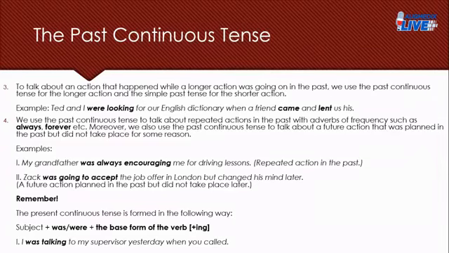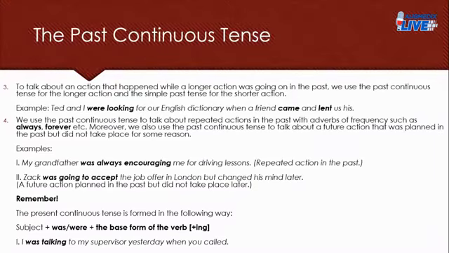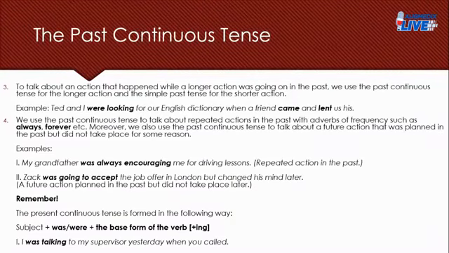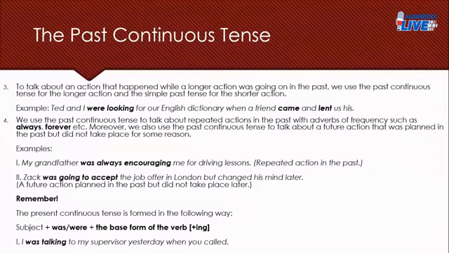You see, we also use the past continuous to talk about future actions that were planned in the past, but somehow those actions did not take place later, for some reason. Okay? So Zach was going to accept. He's no longer going to accept it. He wanted to. So he was going to accept the job offer in London, something that he would do in the future. But later, however, he changed his mind and did not do so. So Zach was going to accept the job offer in London, but changed his mind later.